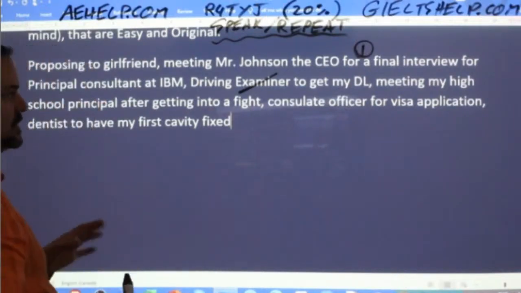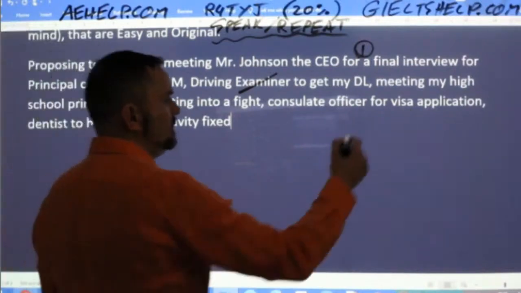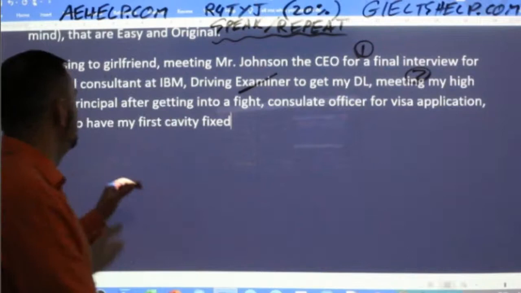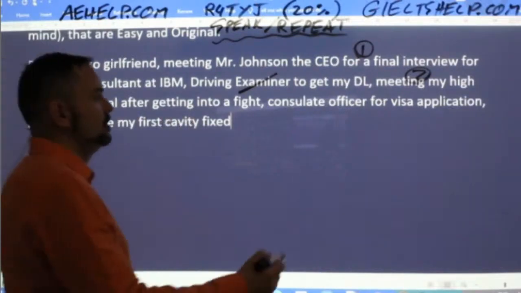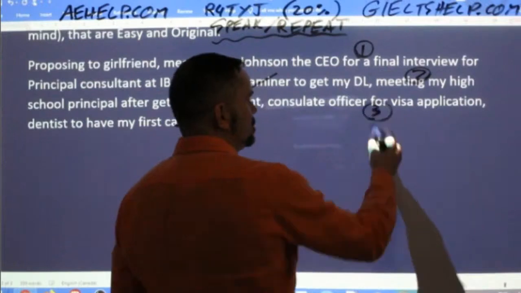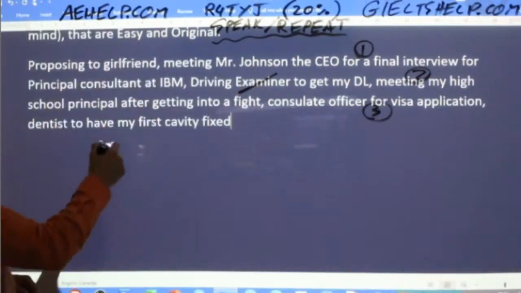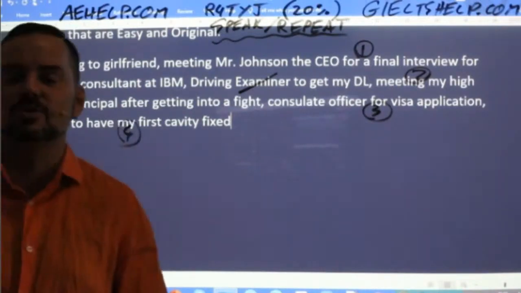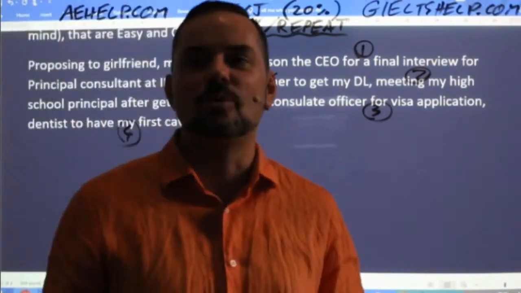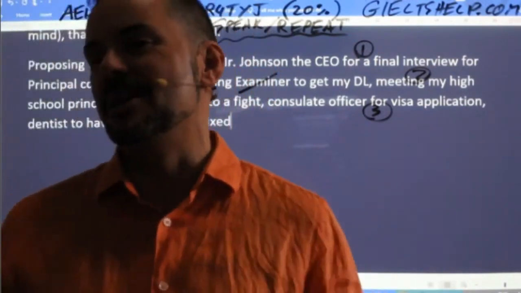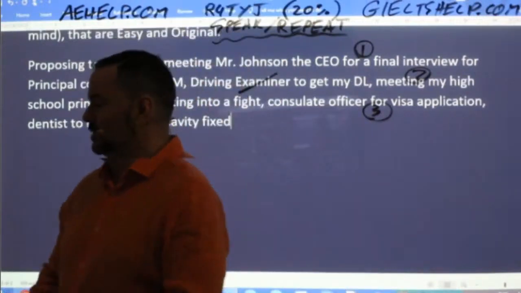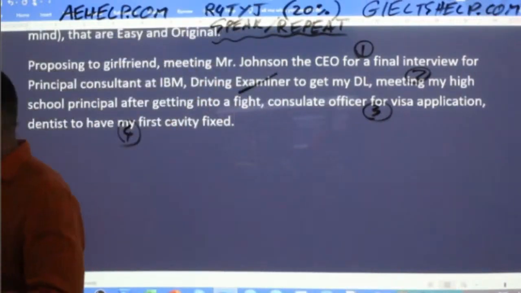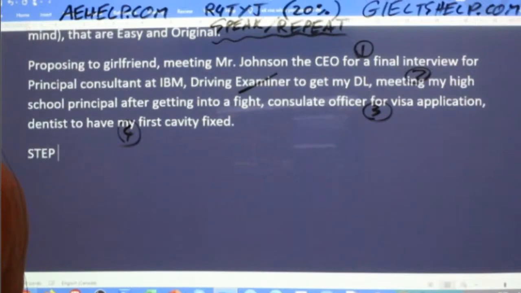Driving examiner we'll leave out because we did something similar a few months ago, and I think some students maybe still remember that. We'll do meeting my high school principal after getting into a fight. Number two, consulate officer for a visa application. Number three, and dentist to get my first cavity filled or fixed. Number four. Okay, so those are your four choices. Let me know which one you would like to work on today for today's response. And then the one that gets the popular vote, we'll do that one together. Okay, and we'll get into step number four, which is, of course, jotting down some useful notes. Step four, jotting down useful notes.